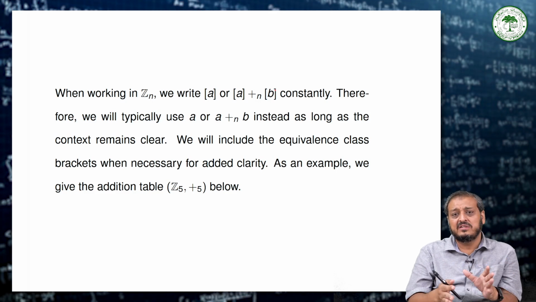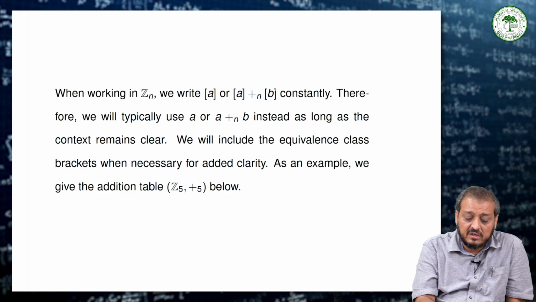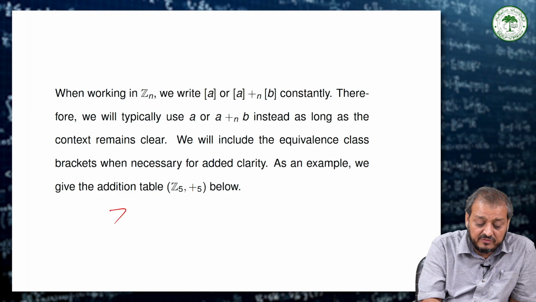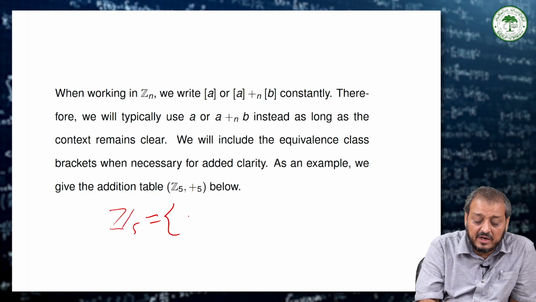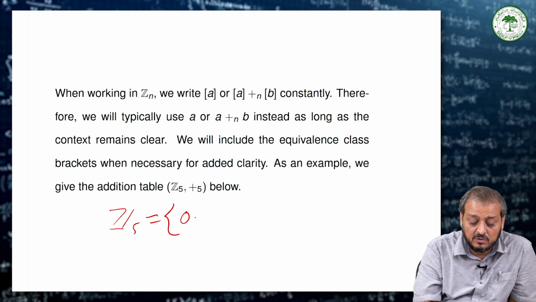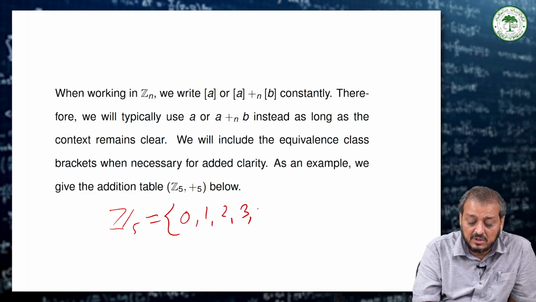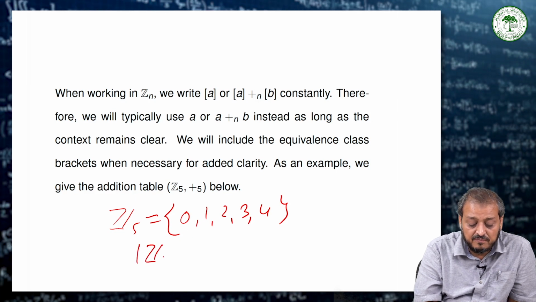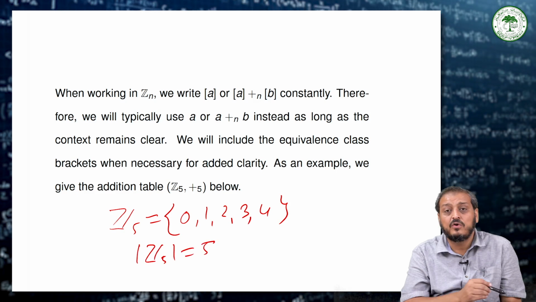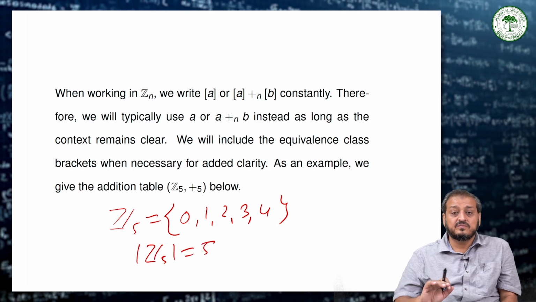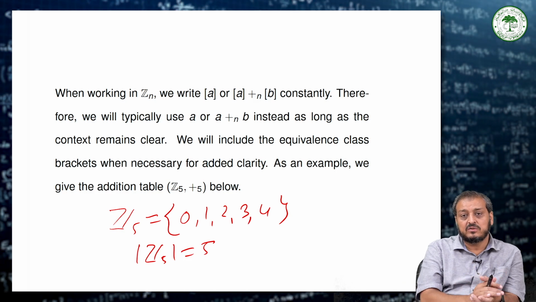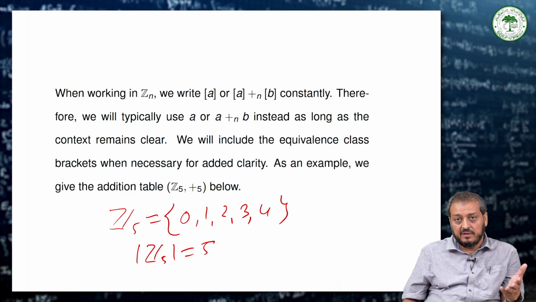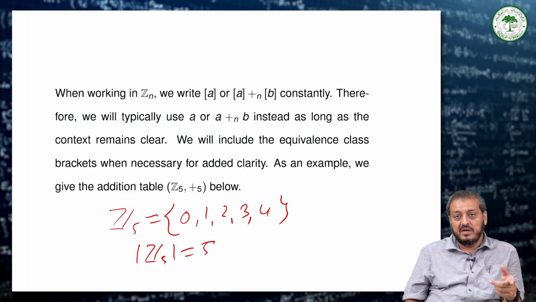As an example, I just write the addition table of Z5 under addition modulo 5. First we write Z5, and I am not writing the equivalence classes. The elements are 0, 1, 2, 3 and 4, so the order of this group is equal to 5. Now we have to show that this group under addition modulo 5 is an abelian group.